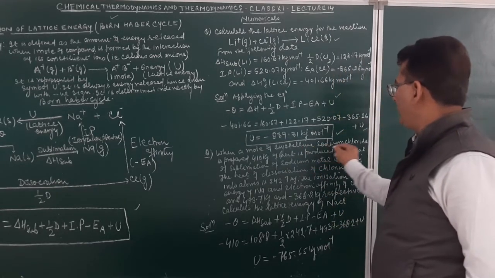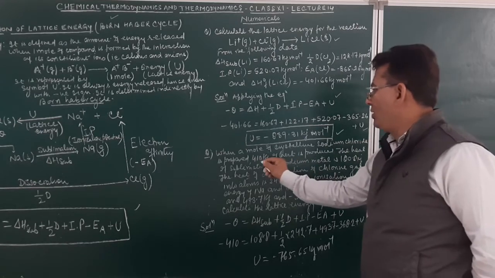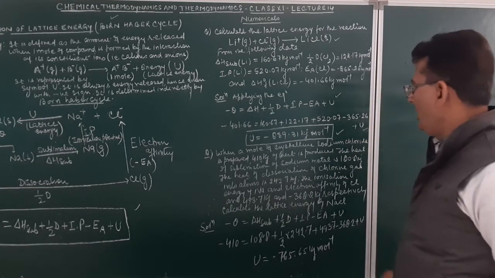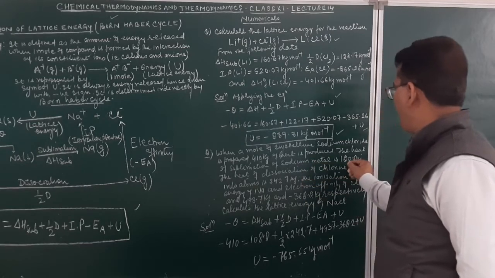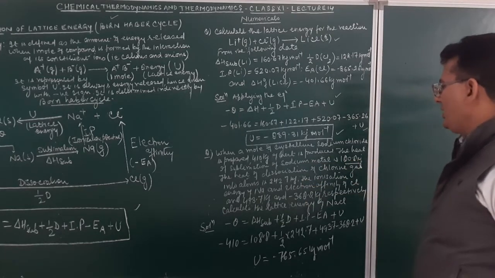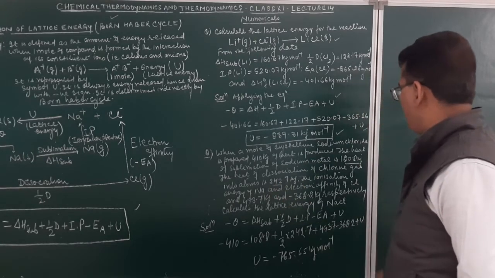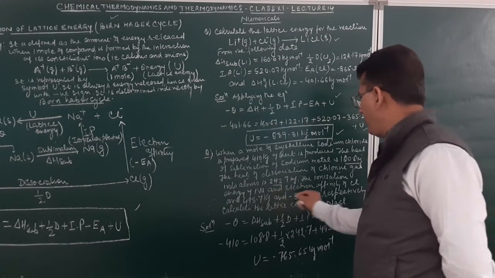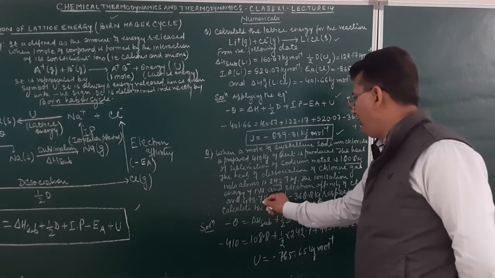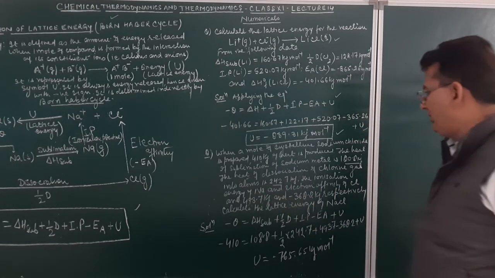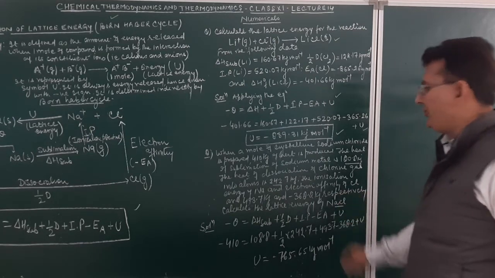When a mole of crystalline sodium chloride is prepared, 410 kilojoule of heat is produced. The heat of sublimation of sodium metal is 180.8 kilojoule. The heat of dissociation of chlorine gas into atoms is 242.7 kilojoule. The ionization energy of sodium and electron affinity of chlorine are 493.7 and minus 368.2 kilojoule respectively. Calculate the lattice energy of sodium chloride.